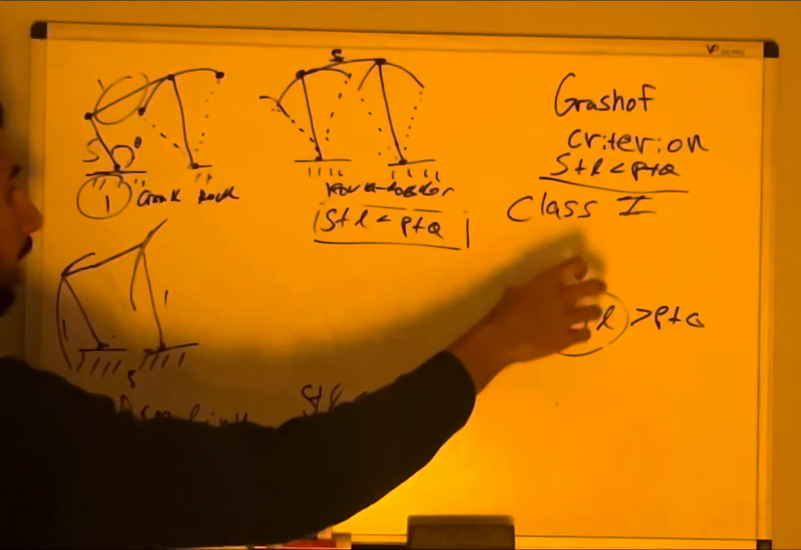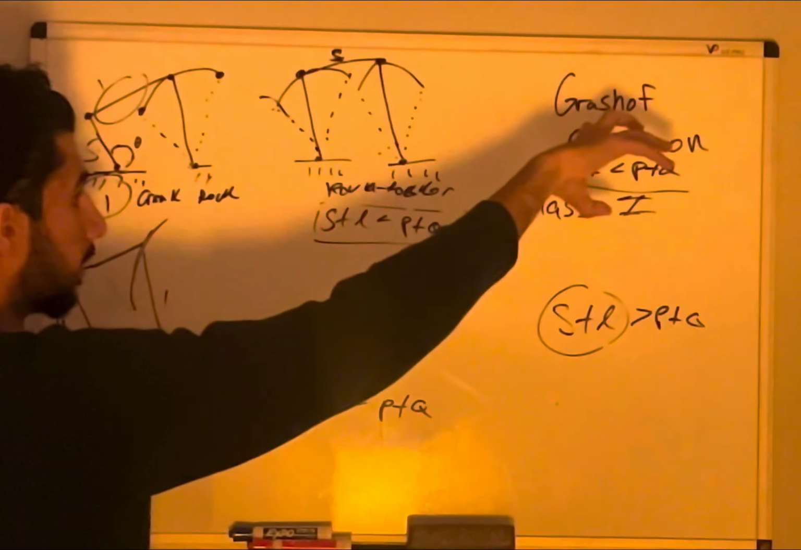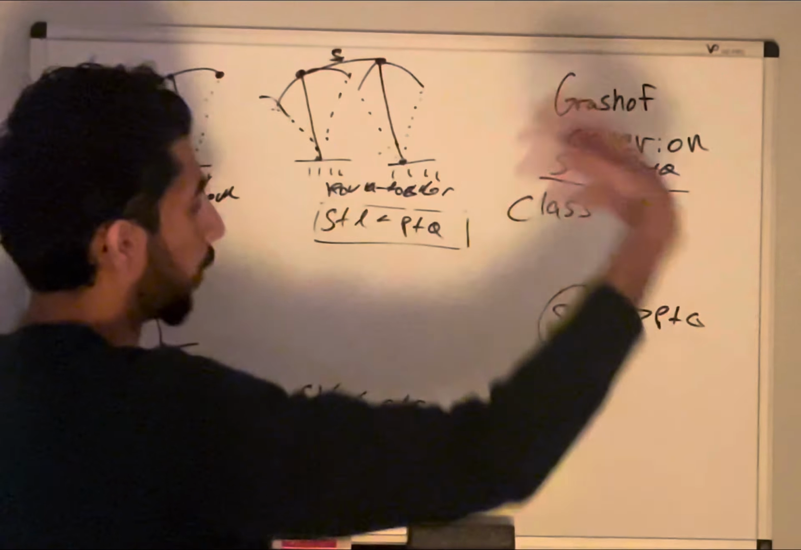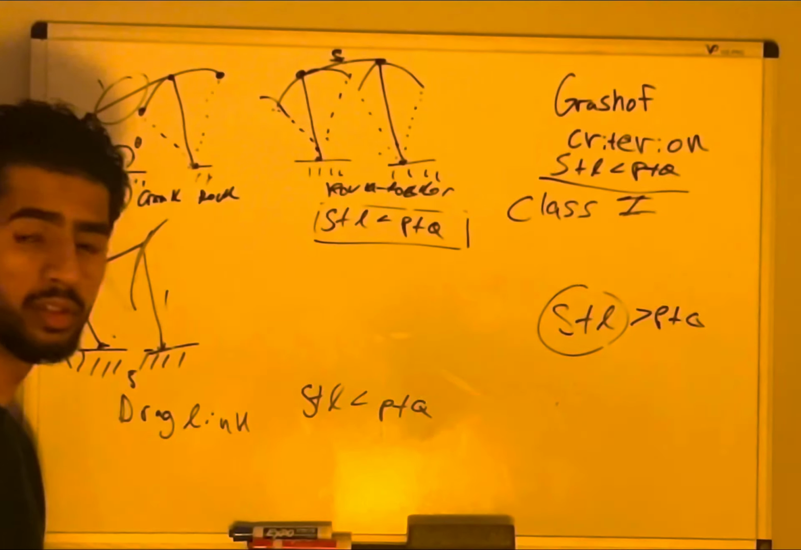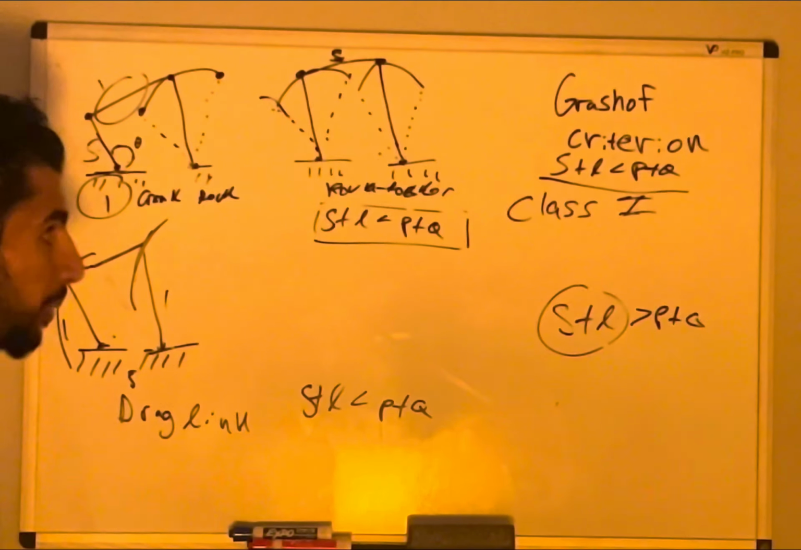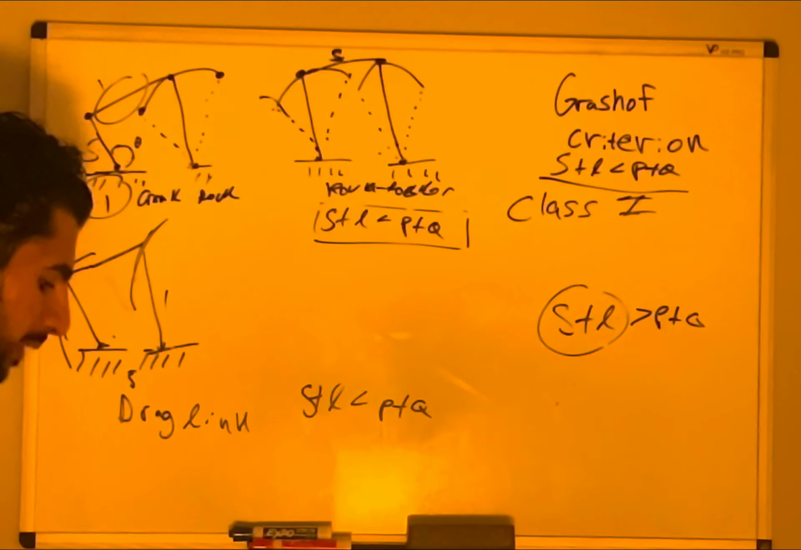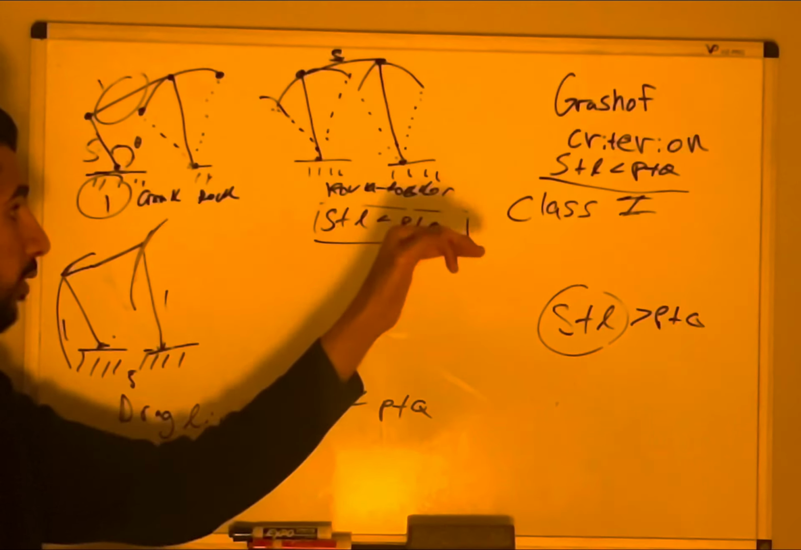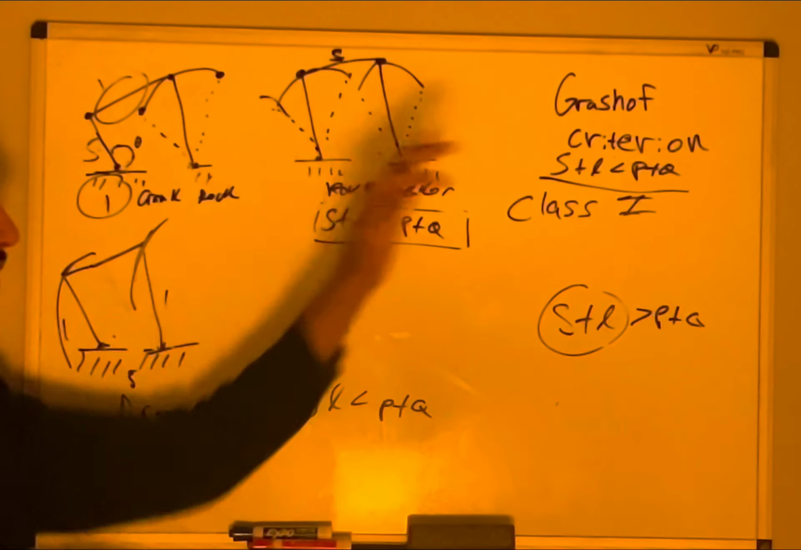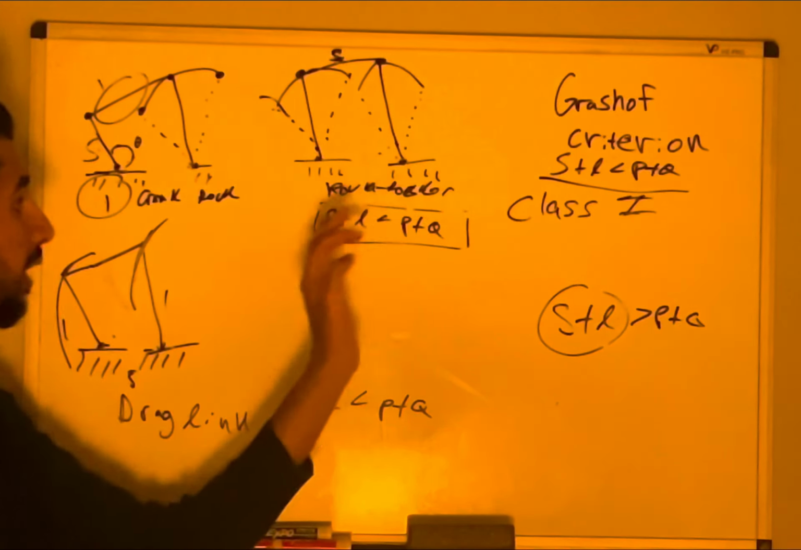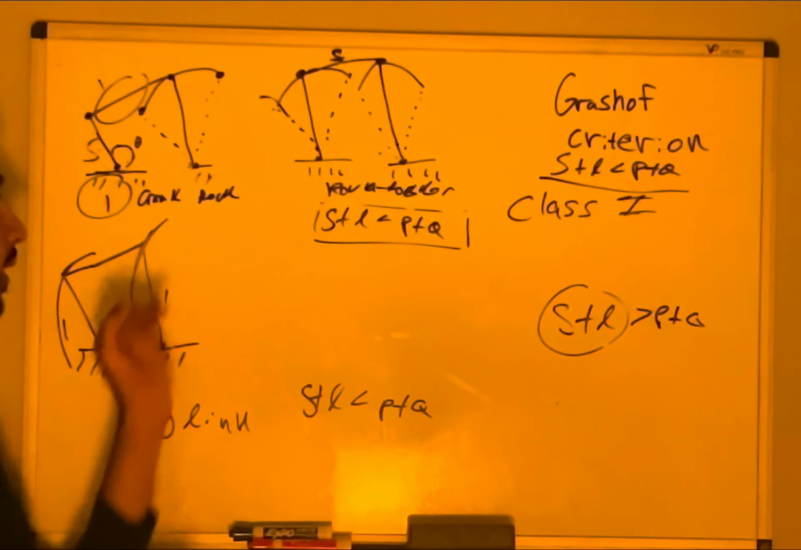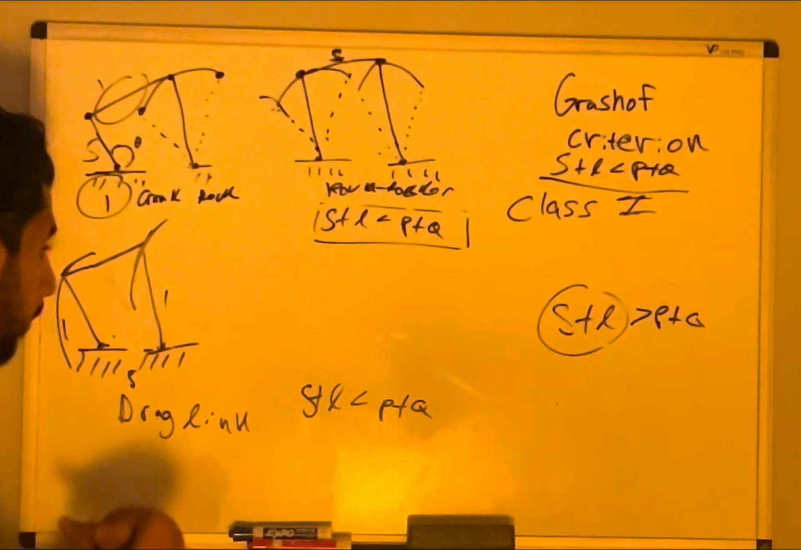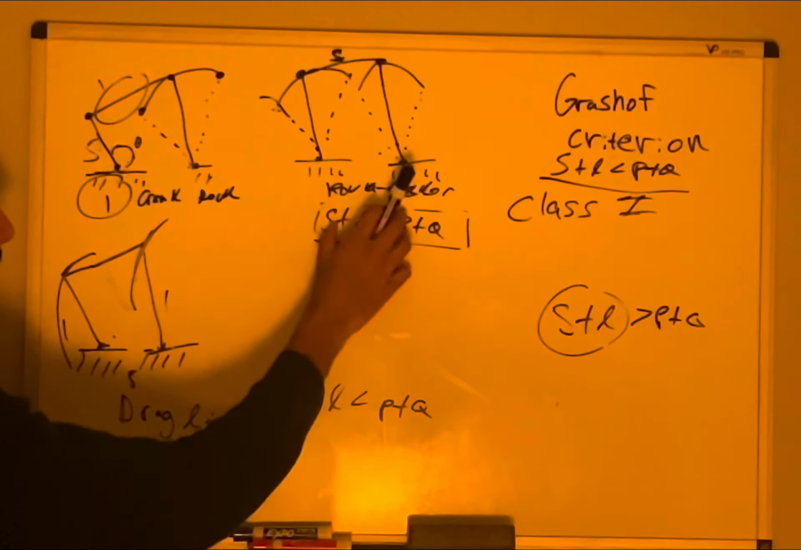Now, as I said before, this rule is used to determine whether a link undergoes forward rotation. It helps determine the behavior of the mechanism, but it's independent from mechanism inversion. So we can determine whether one undergoes forward rotation based on the Grashof criterion, the lengths of the links, and whether they're grounded or not, and then we can determine which kind of mechanism it is.